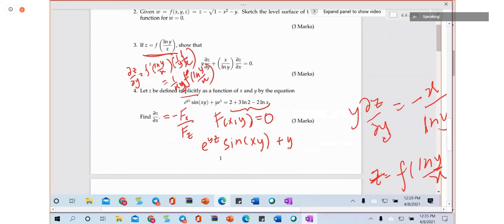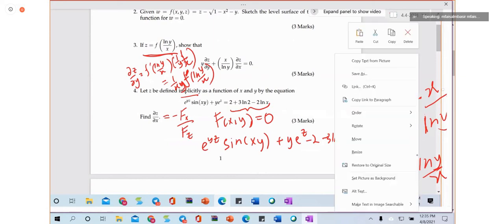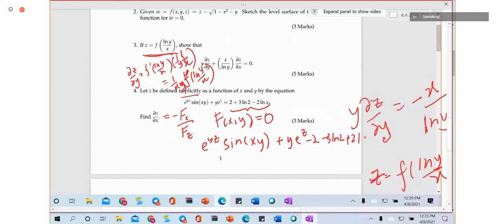Minus 2, 3 ln 2, plus 2 ln x. Okay. Okay.